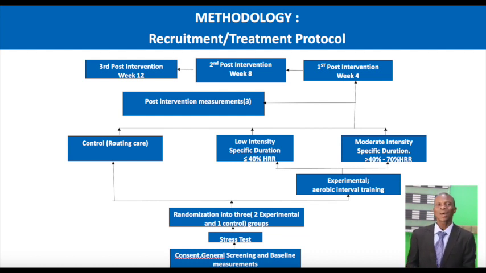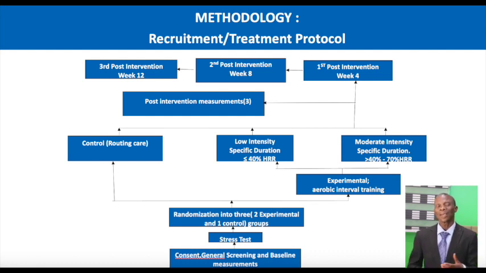The other 2 groups were the experimental groups. We have the first experimental group, which we call the low intensity group. And the other group was the moderate intensity group. The exercise duration lasted 12 weeks, and 3 post-intervention measurements were taken. The first post-intervention measurement was taken at week 4. The second post-intervention measurement was taken at week 8.